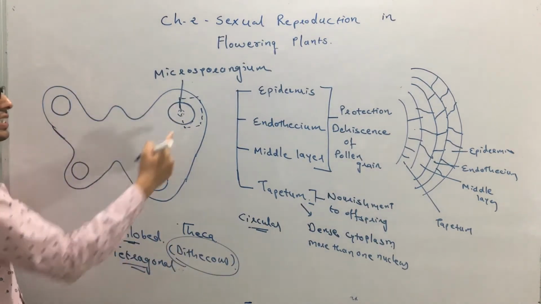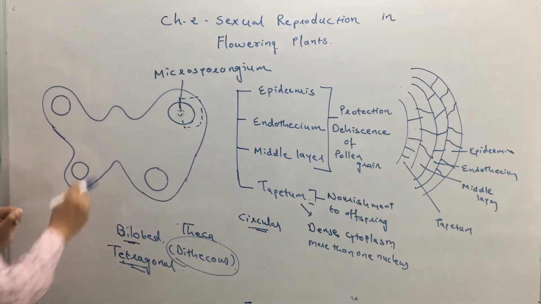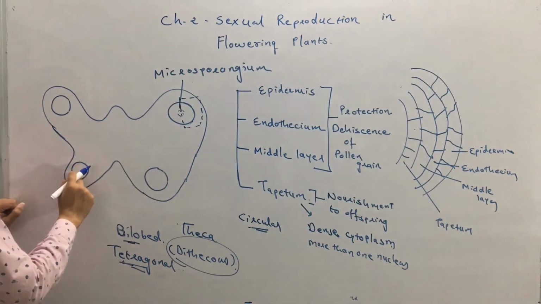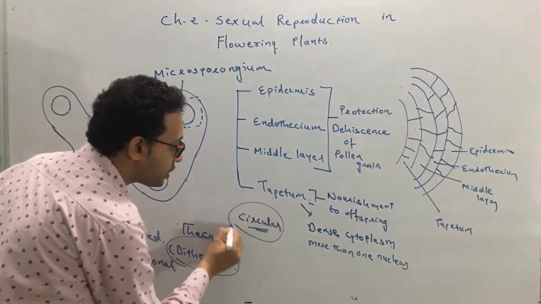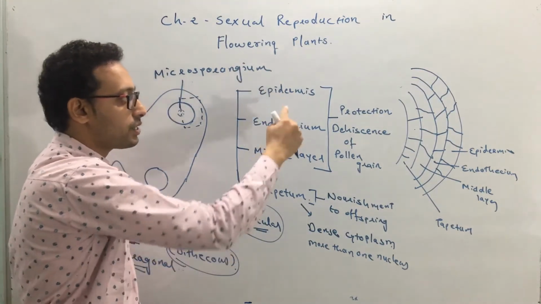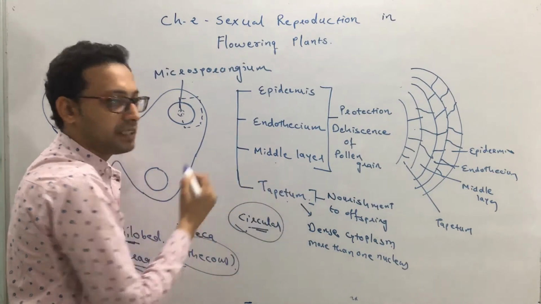If you see the sides and corners, how many sides? Four sides, so it's called tetragonal. In each corner there is a microsporangium. Okay, the microsporangium, how does it look? Circular. How many layers does it contain? Four layers: epidermis, endothecium, middle layer, tapetum.